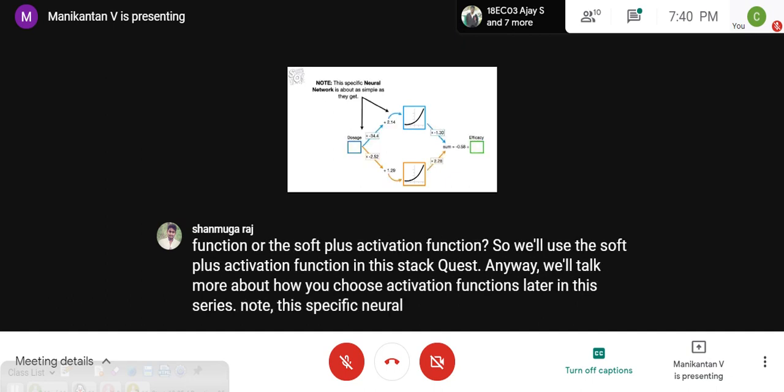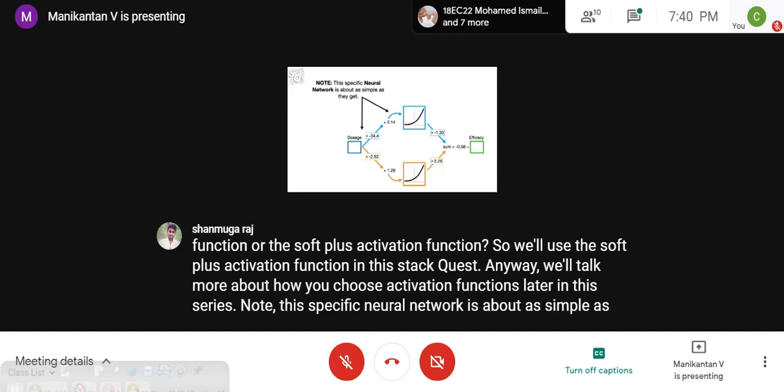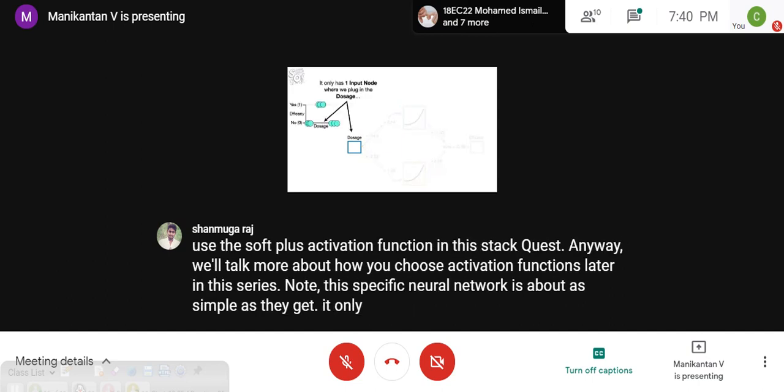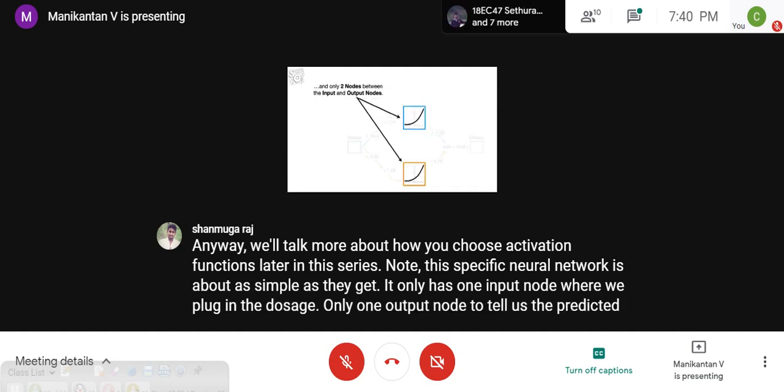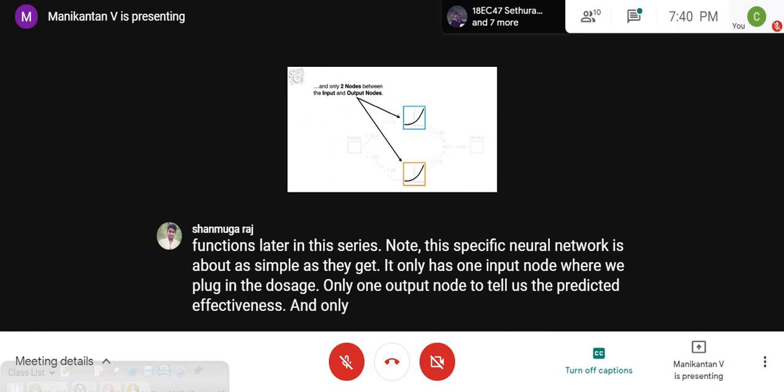A specific neural network is about as simple as they get. It only has one input node where we plug in the dosage, only one output node to tell us the predicted effectiveness, and only 2 nodes between the input and output nodes.